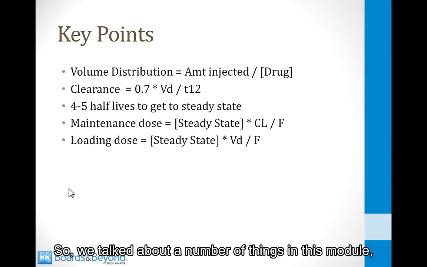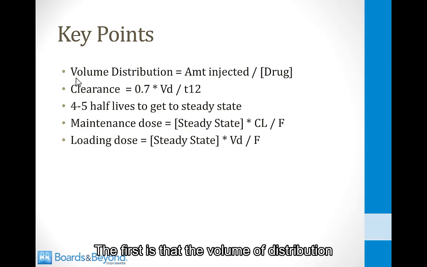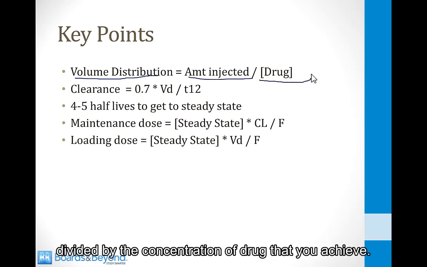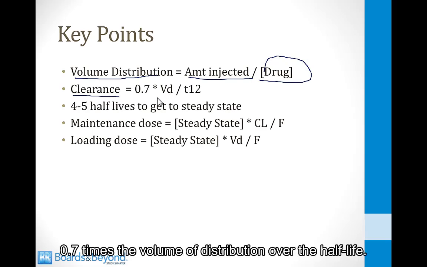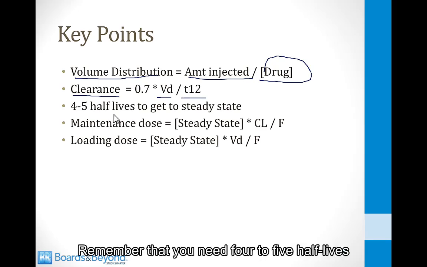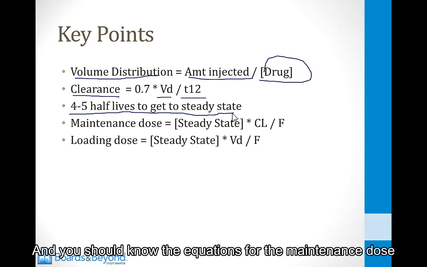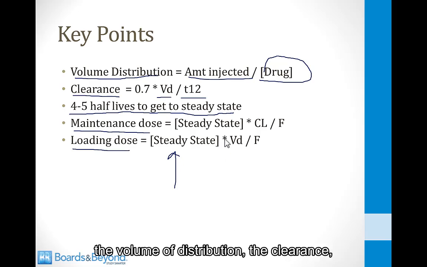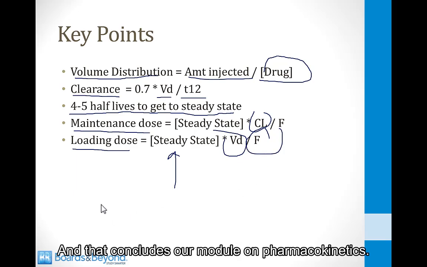So we talked about a number of things in this module. Let me just leave you with a couple of key points that are very high yield to remember. The first is that the volume of distribution can be determined by the amount you inject divided by the concentration of drug that you achieve. The clearance equation is very important, 0.7 times the volume of distribution over the half-life. Remember that you need 4 to 5 half-lives to get to steady state if you're giving the maintenance dose only. And you should know the equations for the maintenance dose and for calculating the loading dose based on the desired steady state concentration, the volume of distribution, the clearance, and the bioavailability. And that concludes our module on pharmacokinetics.